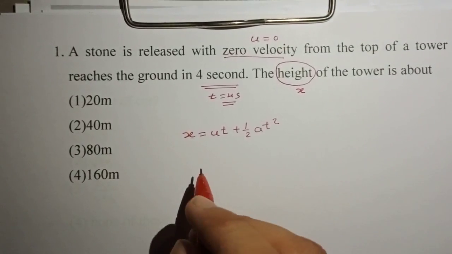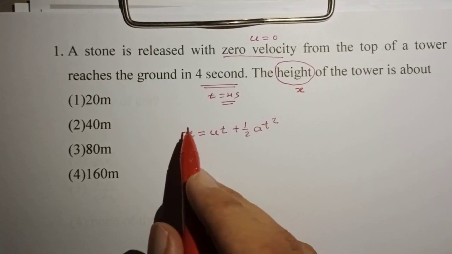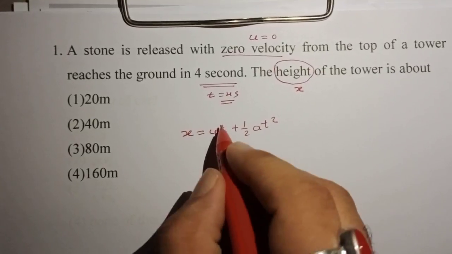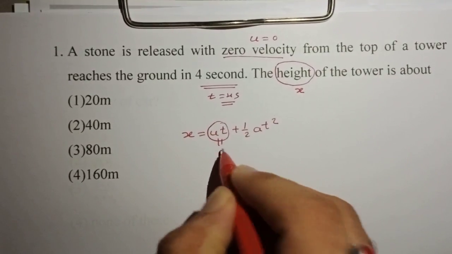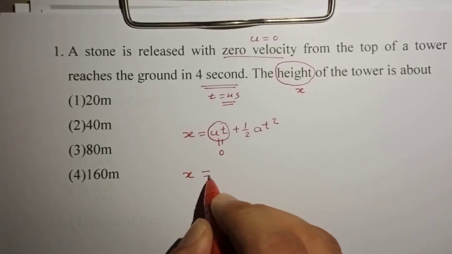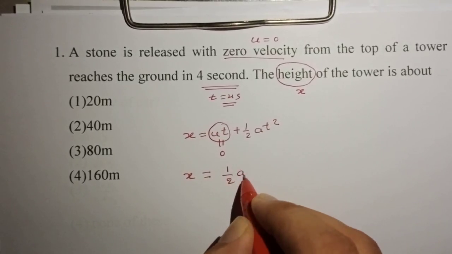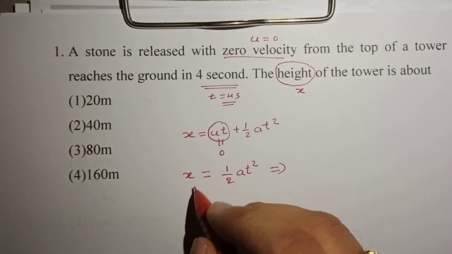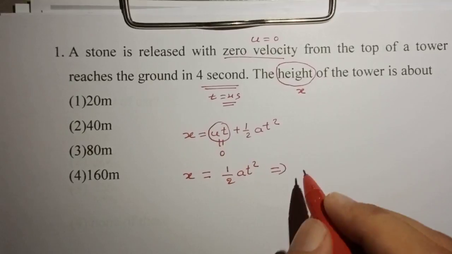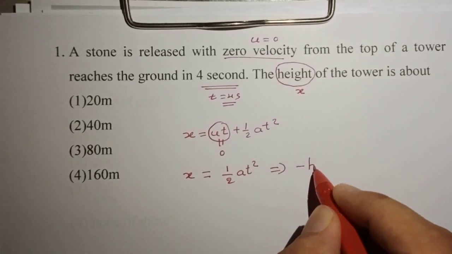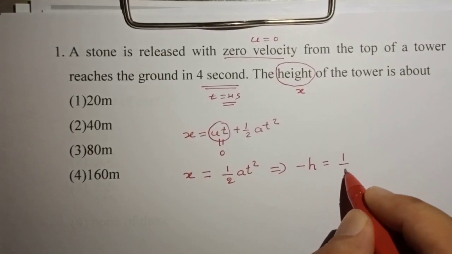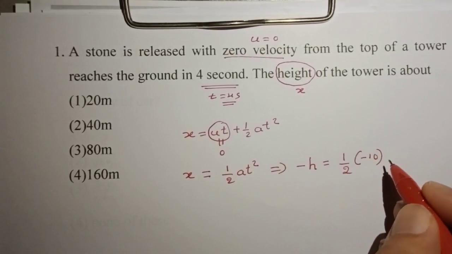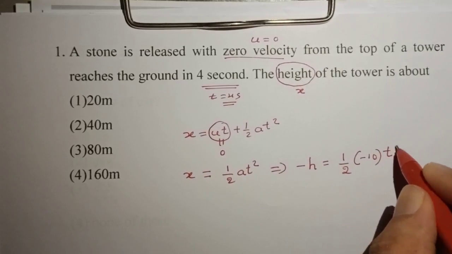Now the height is always positive. Since u is equal to 0, this ut term will become equal to 0. We'll write x is equal to half a t square. This implies, since the object is coming down, the displacement is negative. So I'll write minus h is equal to half into acceleration due to gravity, which is minus 10, since it is coming down, acceleration is negative, into t square.